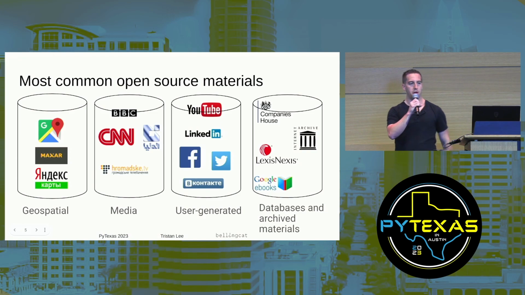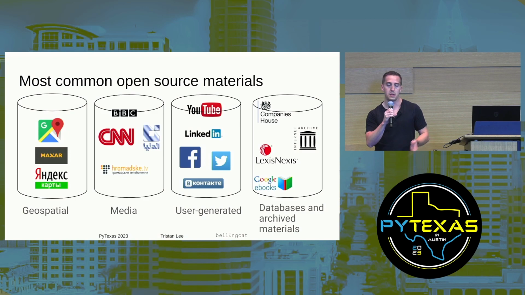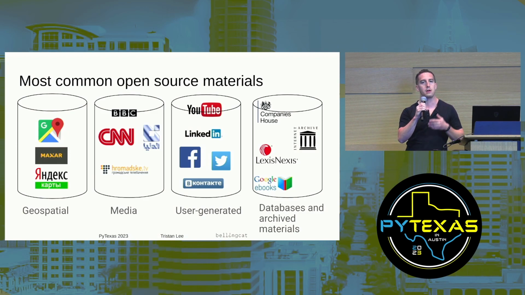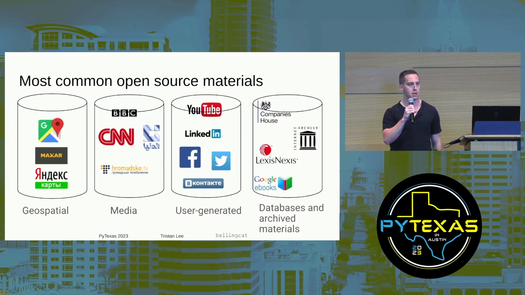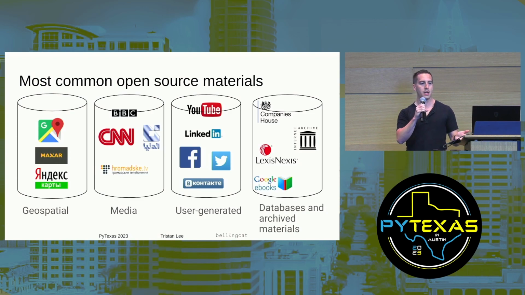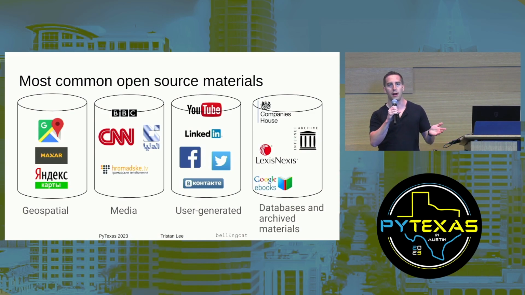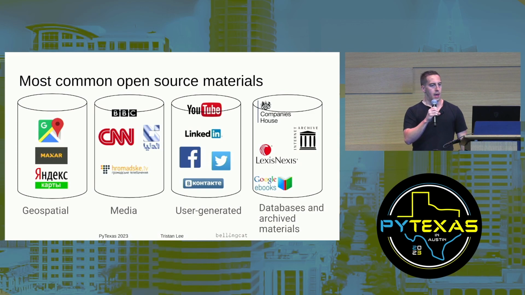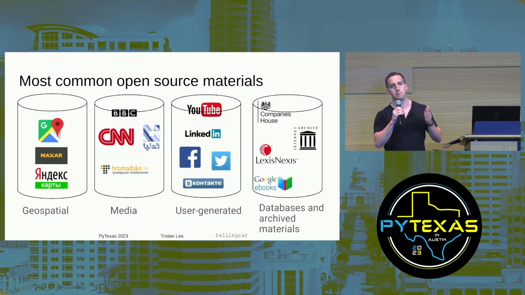So some common examples of open source materials are geospatial sources like Google or Yandex Maps, Google Earth, and satellite imagery. We have media outlets, BBC, CNN, Fox News, user-generated and social media content like from YouTube, Twitter, and Telegram, and data sets, for example, for things like company registration and legal documents, as well as archives like the Internet Archive. Often, the really interesting thing comes when you combine information from several of these sources. And also it's worth mentioning that things like hacking, stealing, and spying are not considered open source, and Bellingcat doesn't do those.